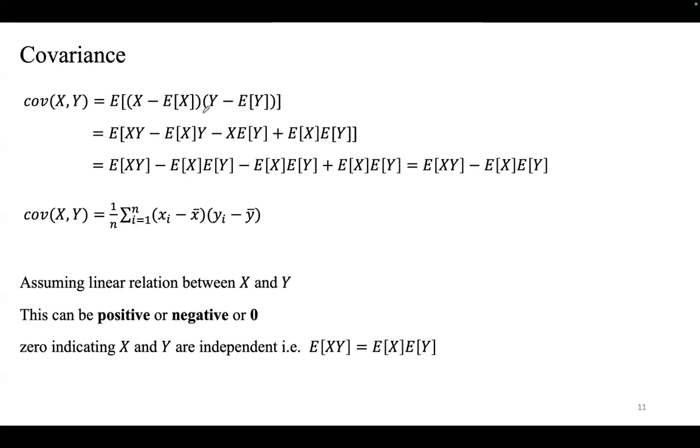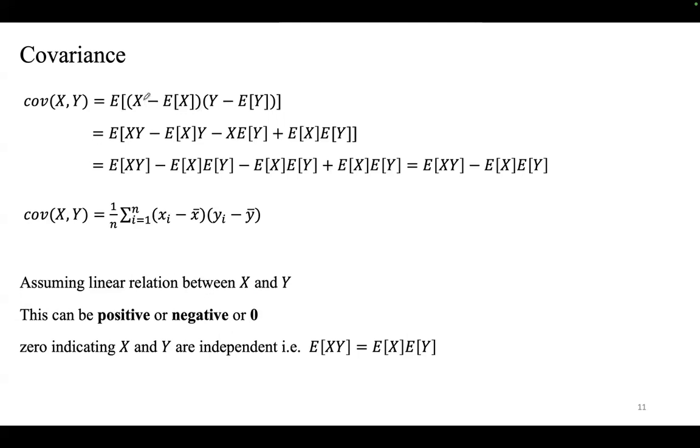So if you see this inner expression here, x minus the expectation of x, how different are the values of x from its mean? Likewise, how different are the values of y from its mean? You multiply them and you find the expectation of that. So this is what covariance is, how covariance is defined.